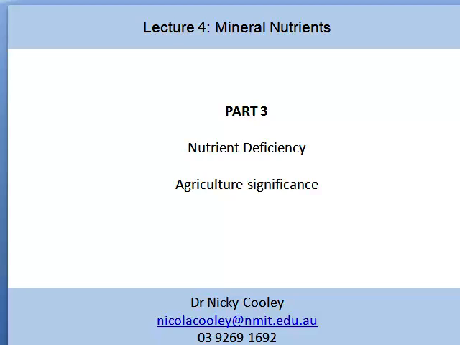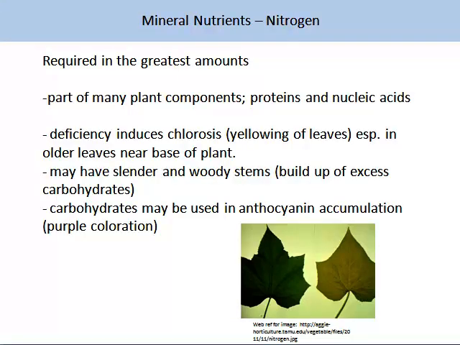My name's Nikki Cooley. Nitrogen is one of the primary macronutrients, which is required in the largest amounts in plants. It's part of many plant components, including the proteins and the nucleic acids. In plants, deficiency can be seen by chlorosis, which means the yellowing of the leaves, especially in older leaves near the base. This is an image of a healthy vine leaf, and this is an image of a nitrogen deficient leaf.